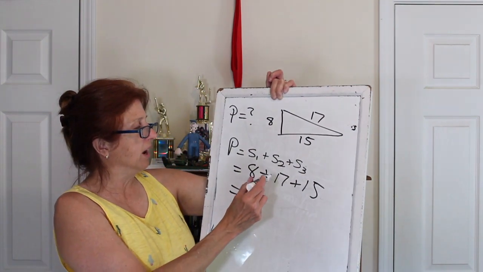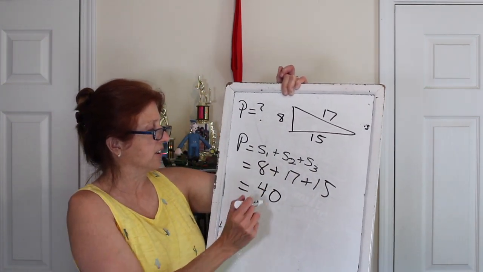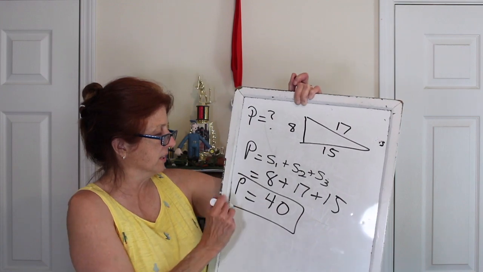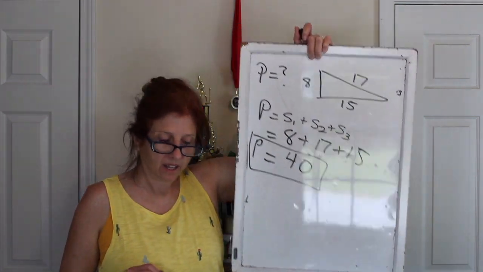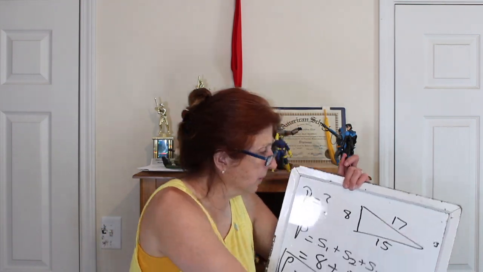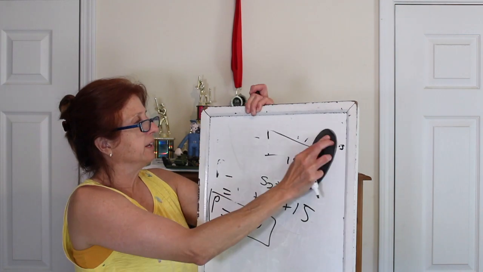Did they give us any units? Nope. So if you add it all up, if you need to, you can use your calculator. The perimeter is 40. Ta-da! No units on that, I don't think. I don't see any. All right. Here is another formula. Here's your third one. You'll also use this one in your homework.